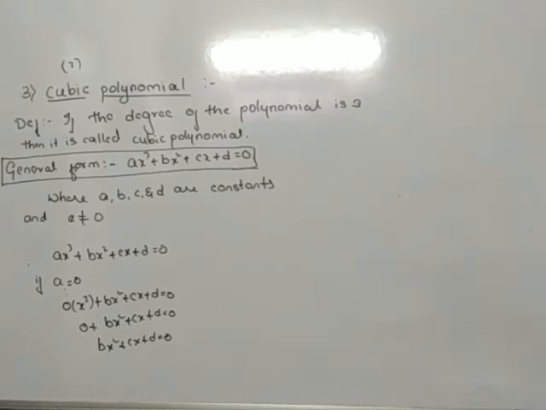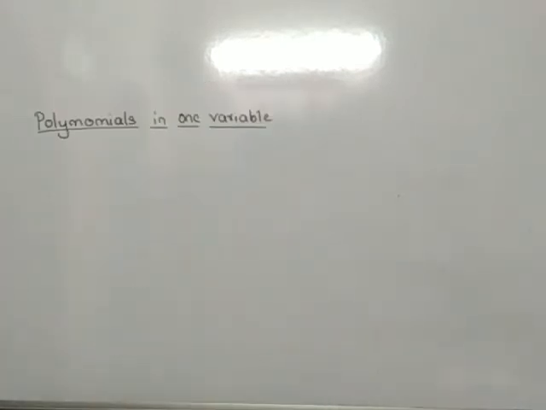Next we will move to polynomials in one variable, right? What is a polynomial in one variable? Let us consider a polynomial that is expressed in only one type of variable. Such types of polynomials are called polynomials in one variable, right?